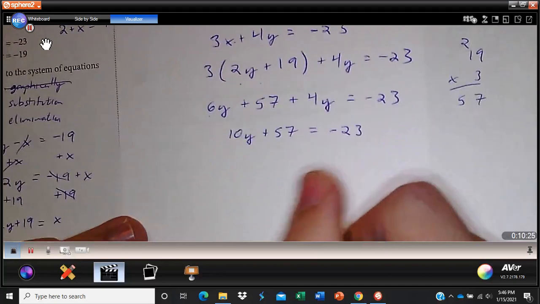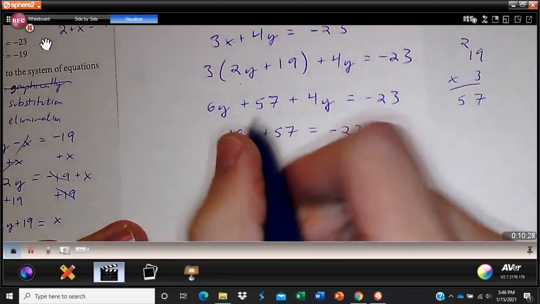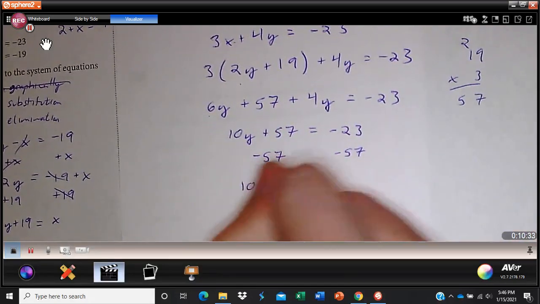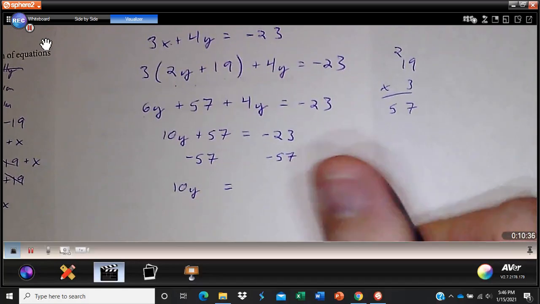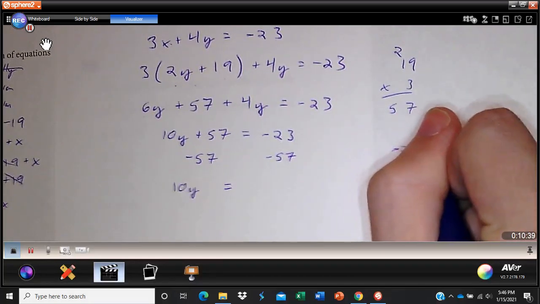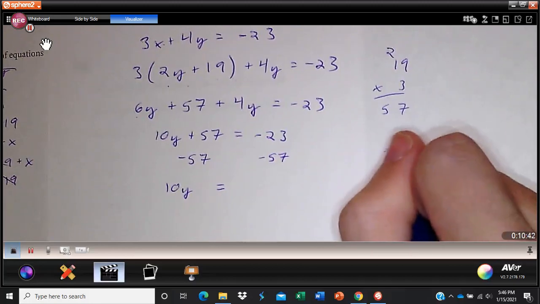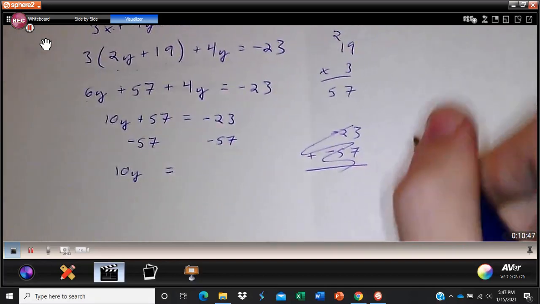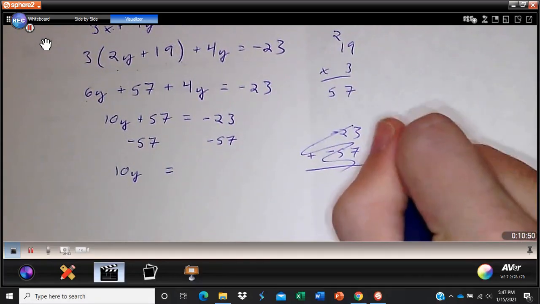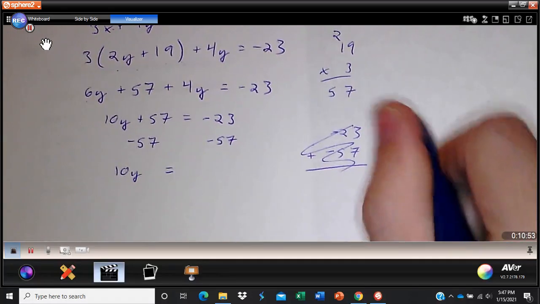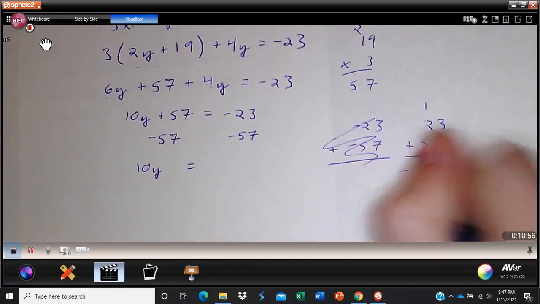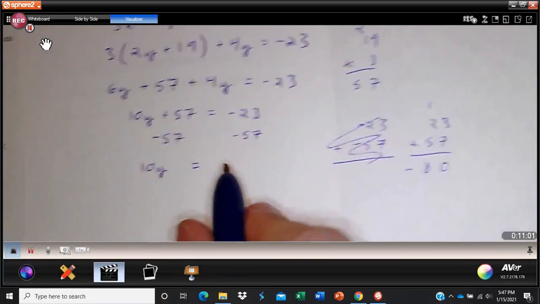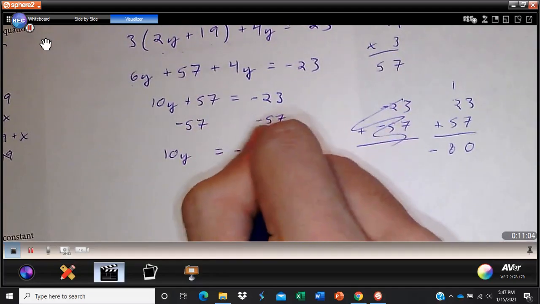And now I want to isolate the y. So I'm going to subtract 57 from both sides. Minus 57. And that will give me 10y on the left-hand side. And on the right-hand side, I have negative 23 minus 57. Oh my goodness, okay. I'm going to take the negatives out. What's 23 plus 57? That's going to be 5, 6, 7, 8, so 80, but they're both negative, so it's really negative 80. If two negatives get added together, you get a bigger negative, so that makes sense. That's equal to negative 80.